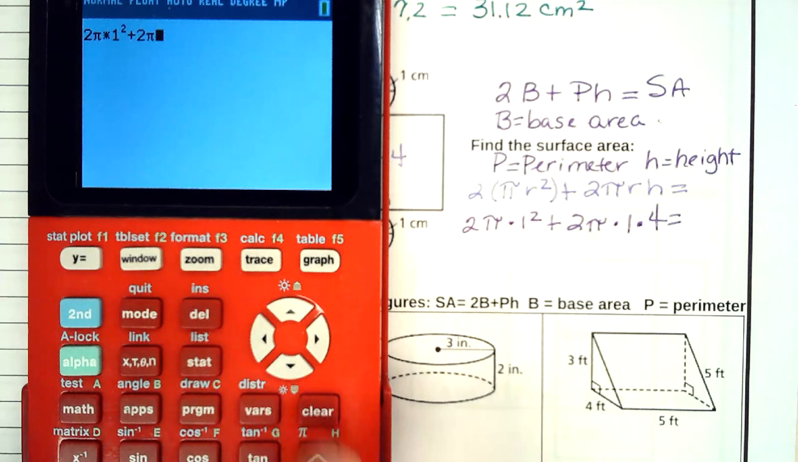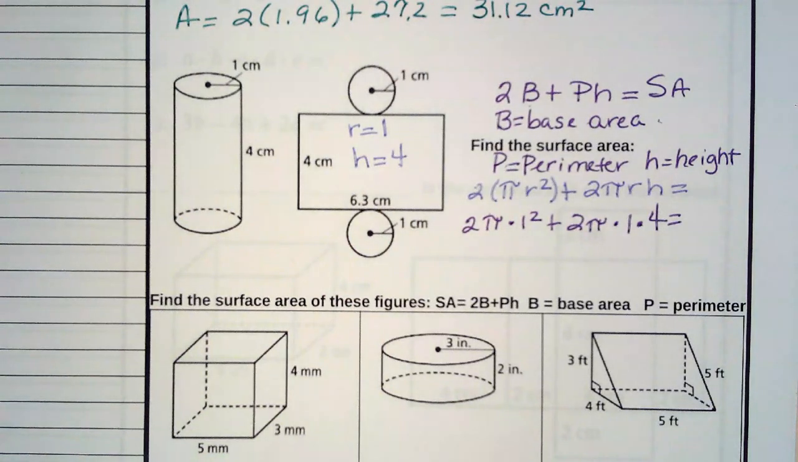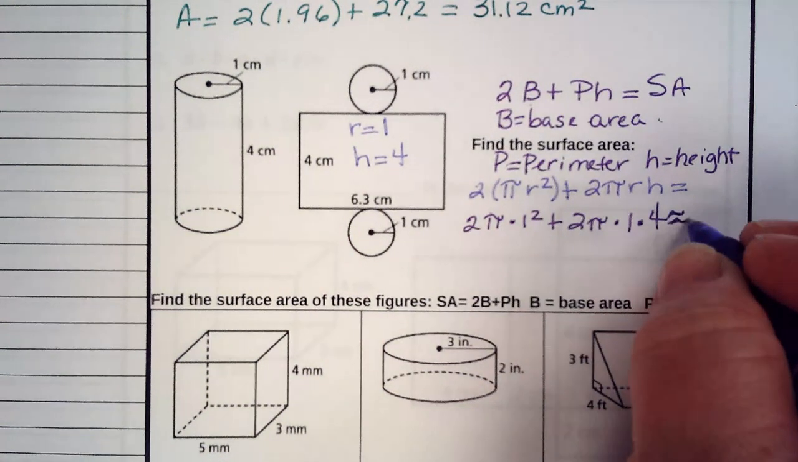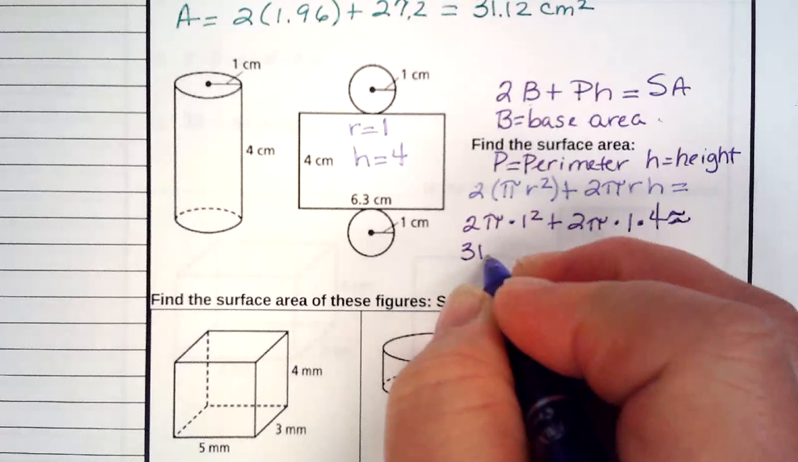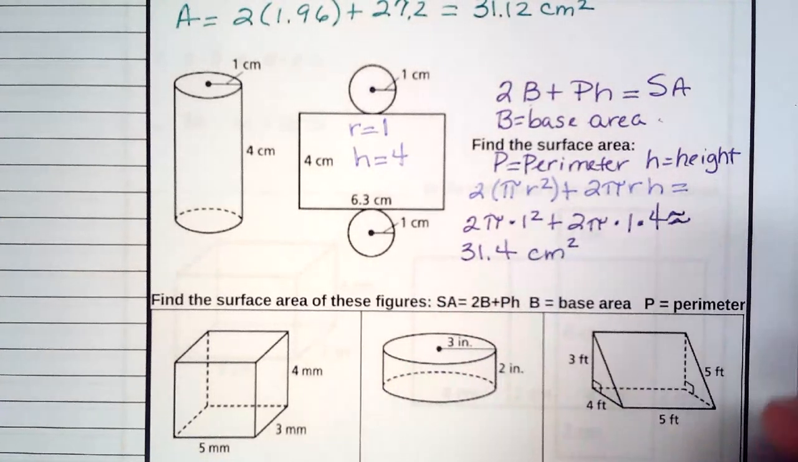2 pi times 1 times 4, and we end up with 31.4159. That would be approximately 31.4. That would be centimeters squared.